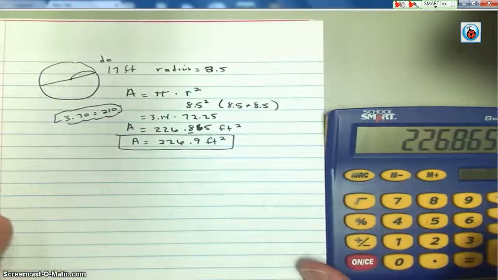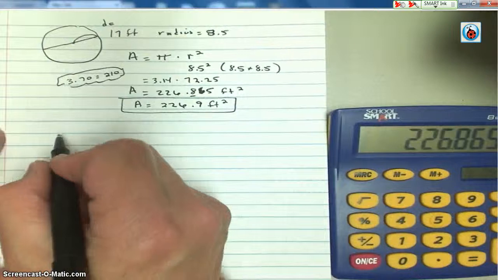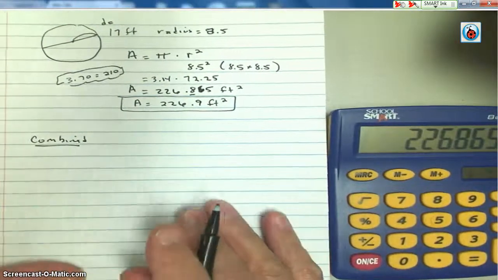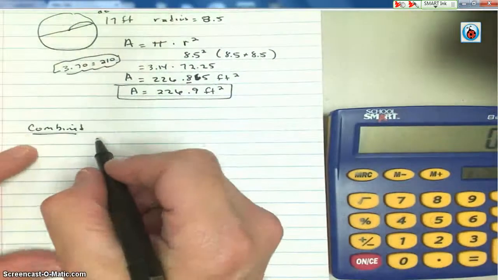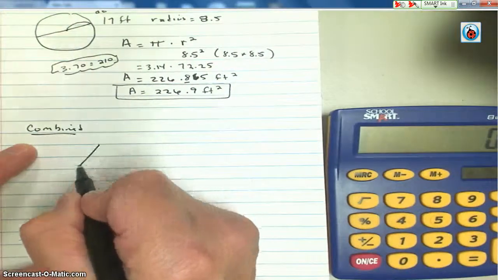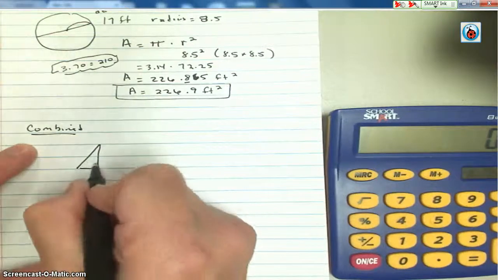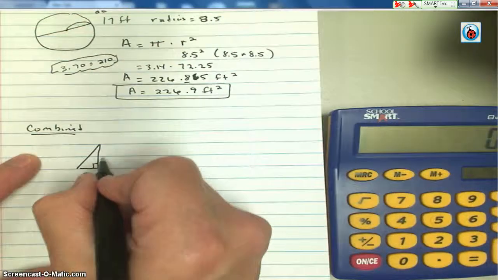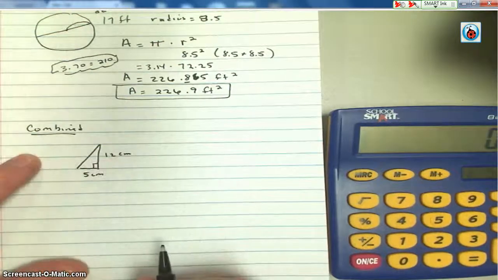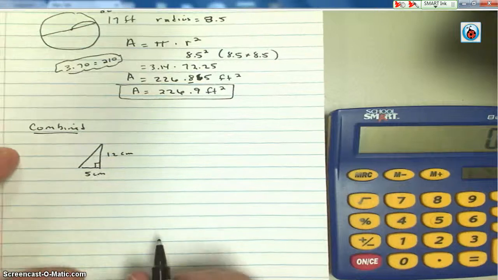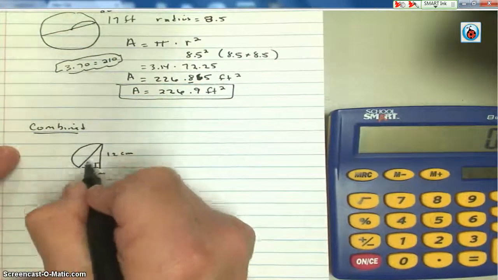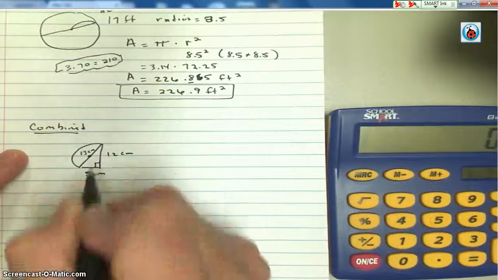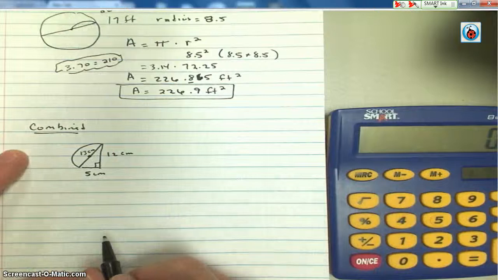All right, let's move on to some combined figures. We're going to do a combined area here. And these are kind of fun to do, but they take a couple of different steps. So we're going to draw a triangle. And this is going to be a right triangle backwards. And we're going to label this triangle 5 centimeters and 12 centimeters. And again, you might have to pause this video and catch up as we go along. And we're going to put half a circle. And the diameter of this circle is 3 centimeters. So we have 3 centimeters.